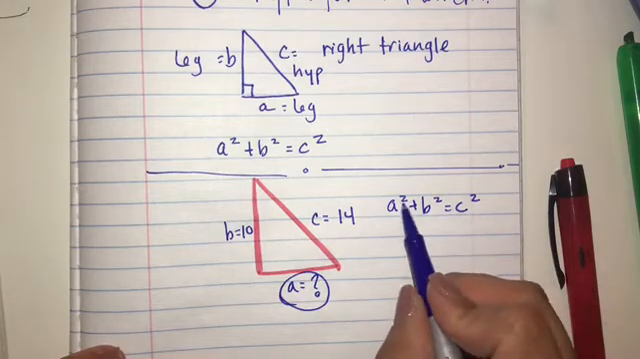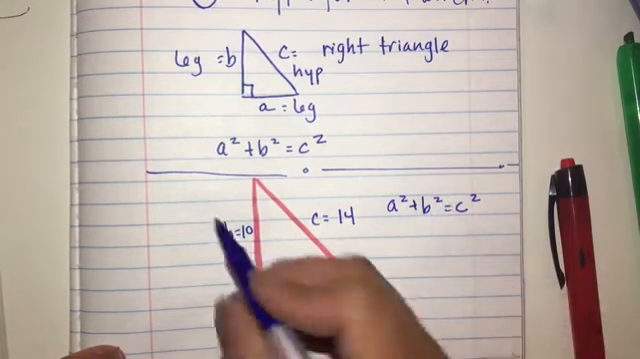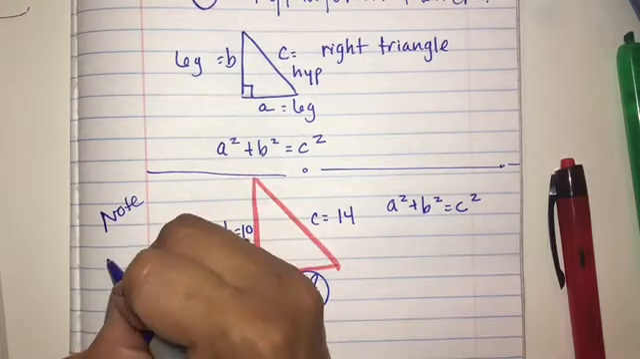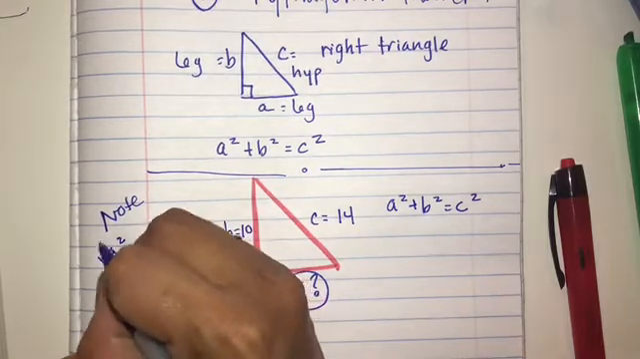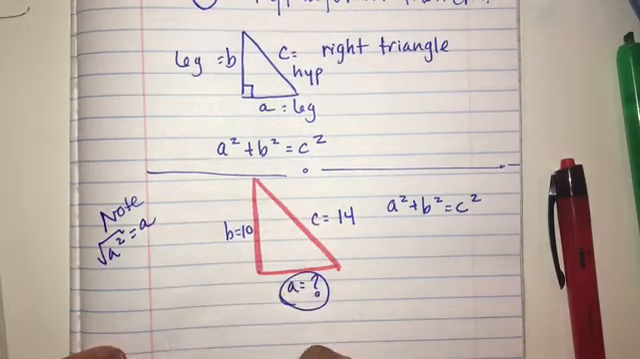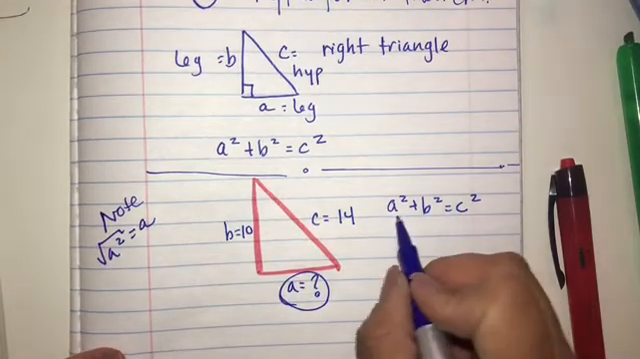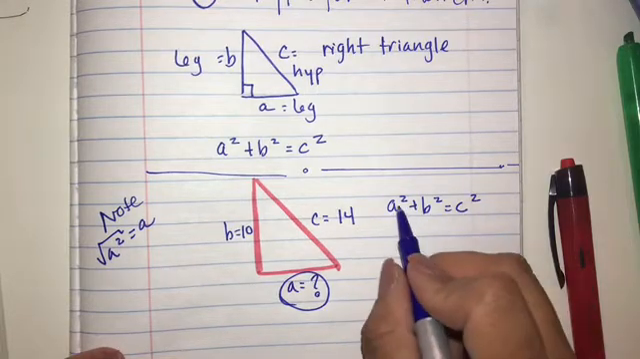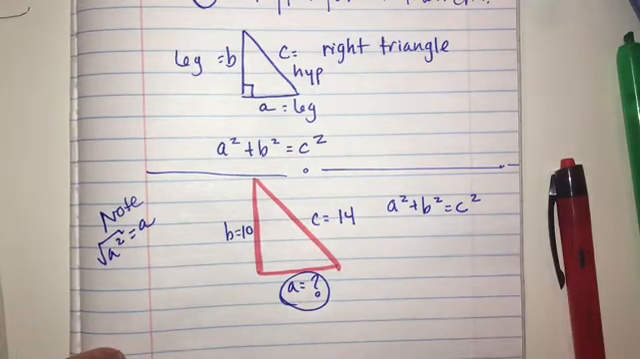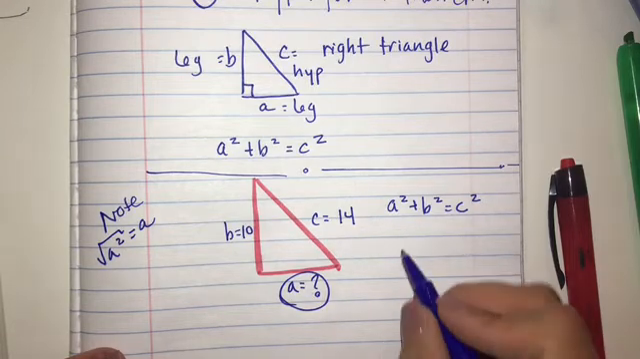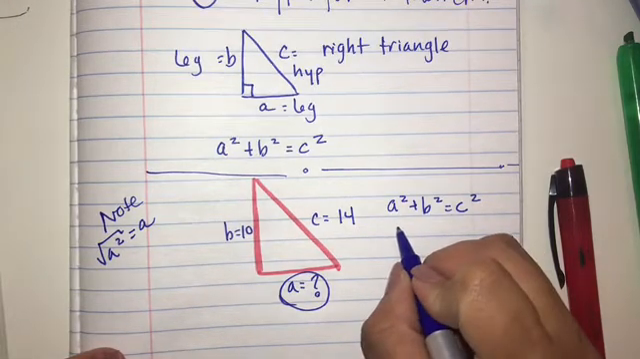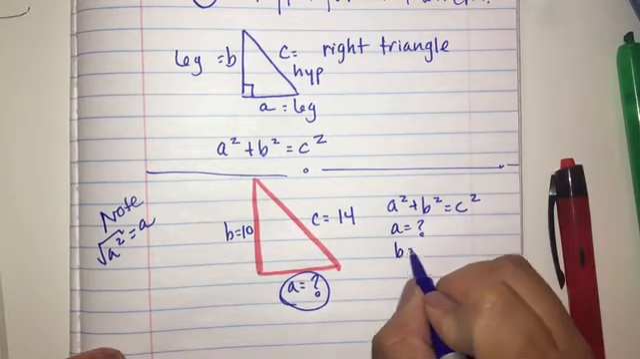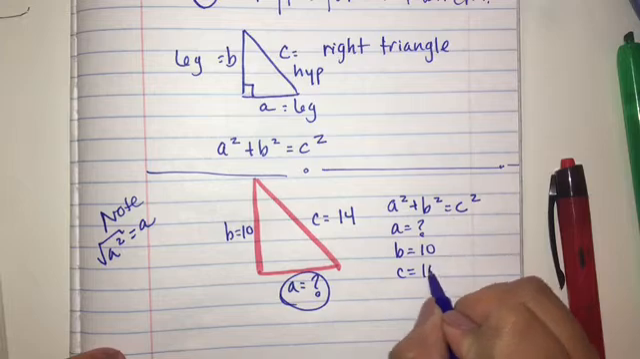Now remember, to undo a perfect square, you would take the square root. So to undo, let's say, a squared, you would take the square root to equal a. Okay, but you're going to have an equation here, and so you're going to have to take the square root to solve for a in this problem. So if I list what I know, a equals the unknown, b equals 10, and c equals 14.